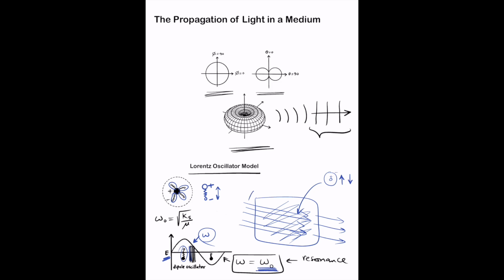So if the incoming light has a frequency that coincides with one of the natural frequencies of the atom, a resonance occurs, then the atom absorbs energy from the wave, and light of the resonant frequency will be attenuated as it progresses through the medium.